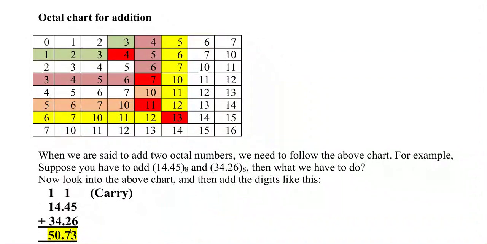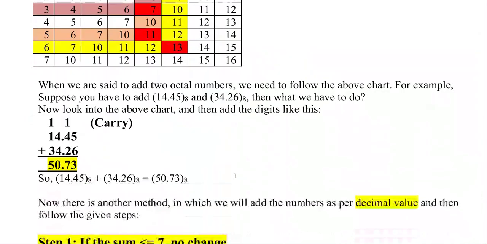That means you can say 5 plus 2, 7. So no carry. Then 4 plus 4 is, here again 4 plus 4 is giving 10. 0 comes here, sum 1 carry. 3 plus 1 plus 1, 5. Now what is the shortcut?